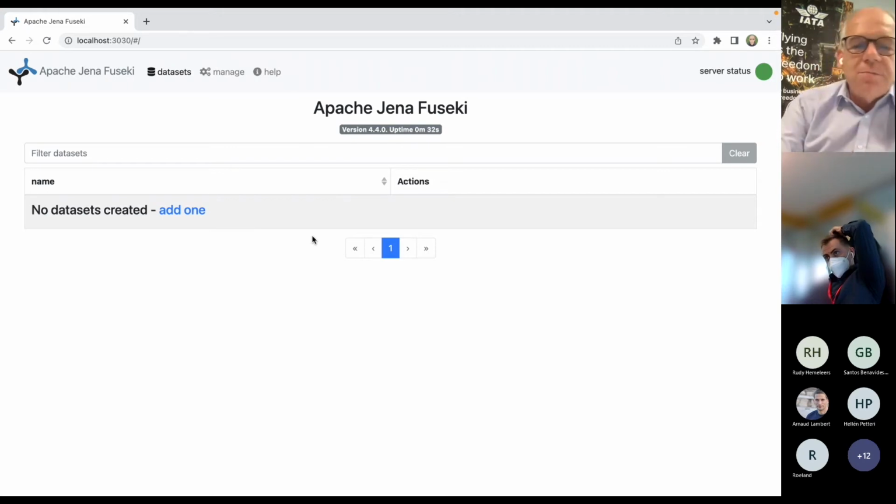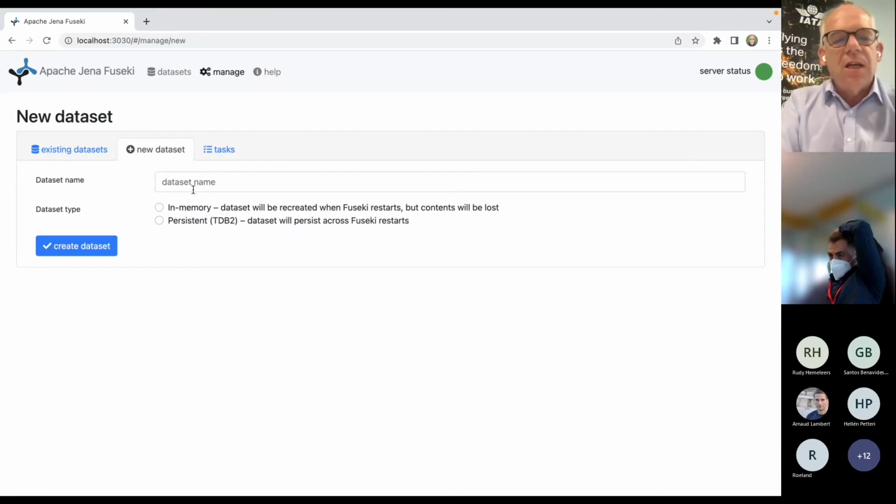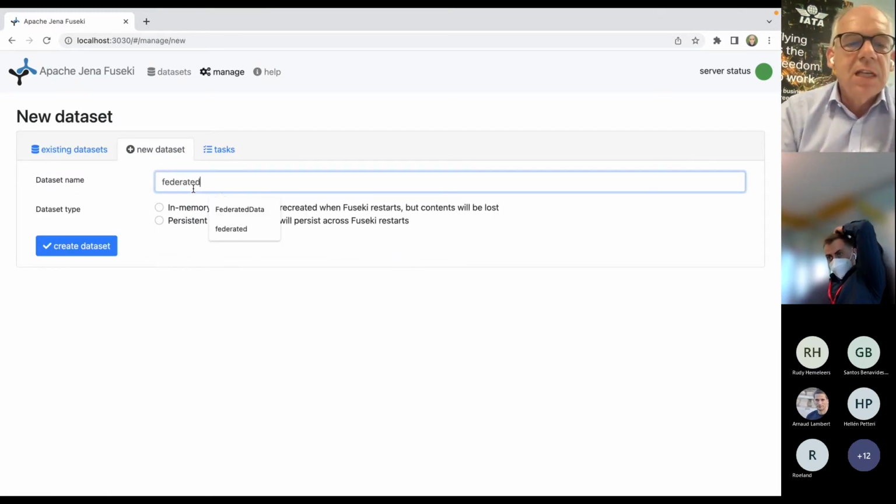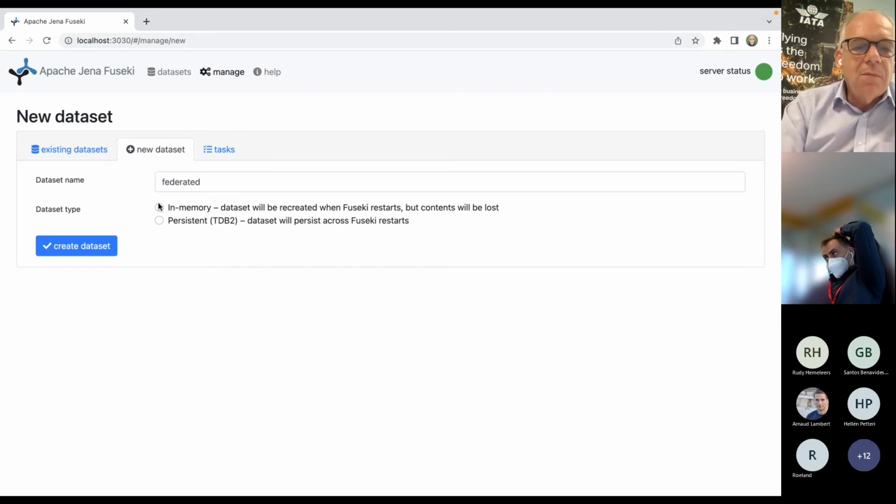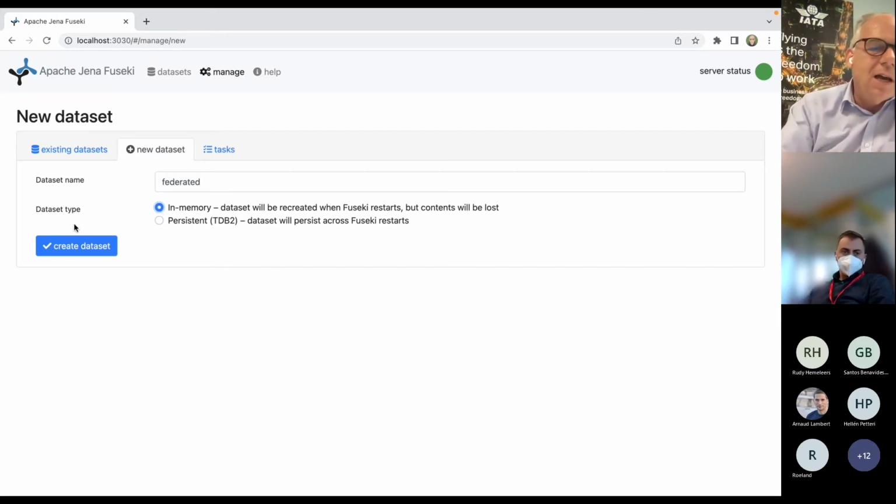So let's put some data in there. Okay, it says here no data, so I have to add one, and I'm just going to give it a name. Federated sounds like a good name. I'm choosing in memory. That does mean that when I close this thing, I will lose the data, but that's fine. I don't want to keep it. Create it.